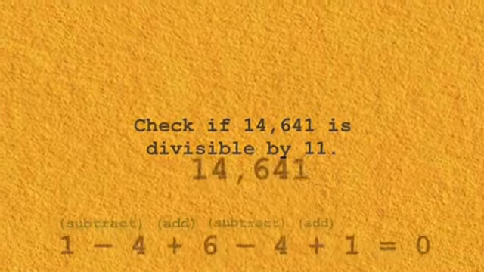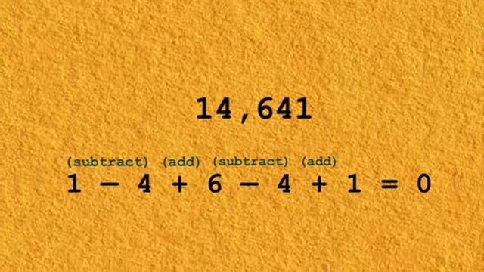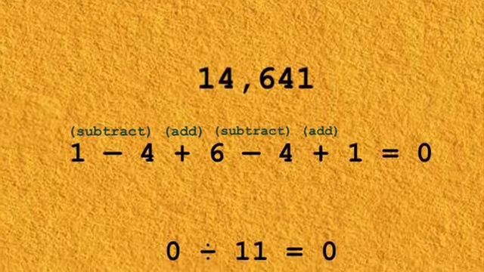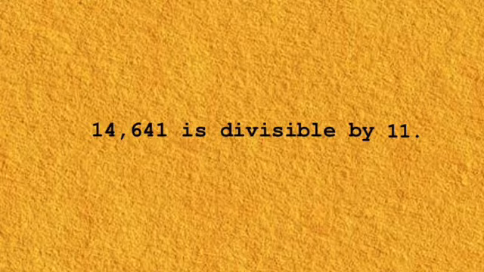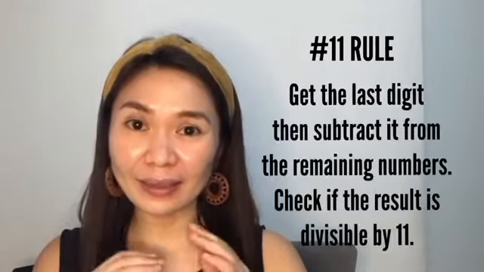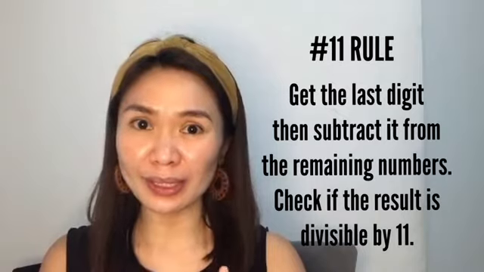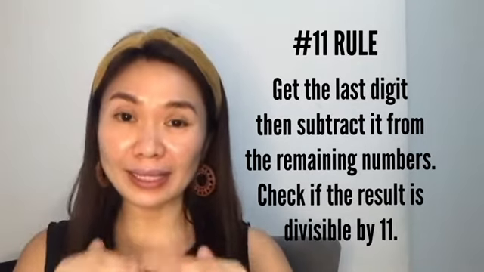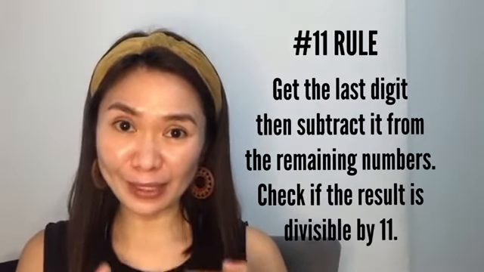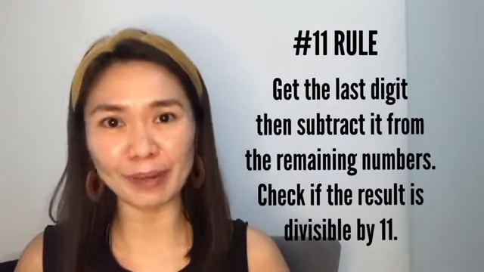Following the rule, we subtract and add the digits of the given number alternately, and we came up with 0. And since 0 is divisible by any number, 14,641 is divisible by 11. Another way of doing it is get the last digit of the given number, tapos isubtract mo yun sa mga remaining numbers. Repeat if necessary hanggang sa makuha mo yung result. If the answer is divisible by 11, then indeed the number is divisible by 11.